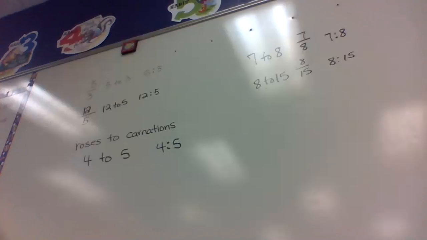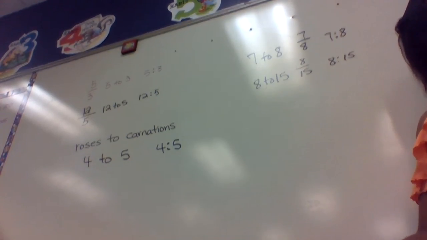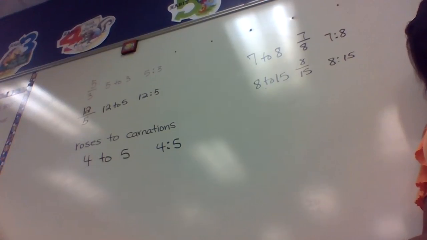Describe a ratio in words about the coins that compares the whole coin collection to one part of it. So what could I say? 7 to 15? No, it says in words. Say it in words.